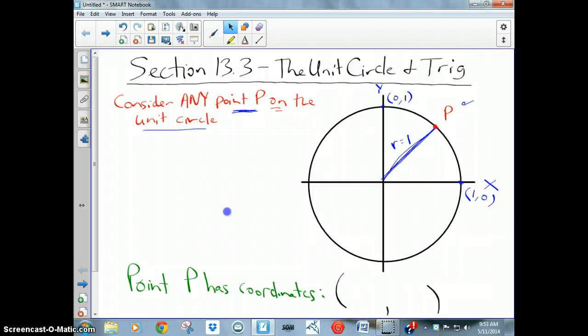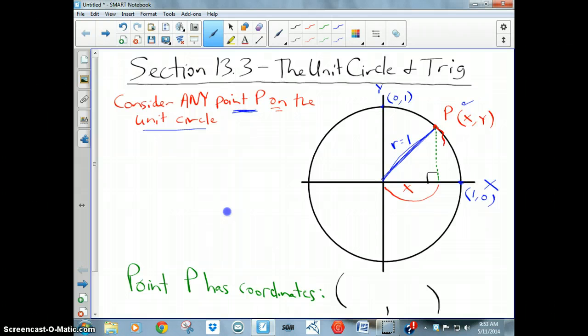Now, what I'm going to do is I'm going to drop down from point P. I'm going to drop down this dotted green line, which is going to make a right angle with the x-axis. And the coordinate of point P is the point (x, y). This distance is x from here to the green line, and this distance right there is y. All right. So let's talk about the trig functions. First of all, let's talk about sine.